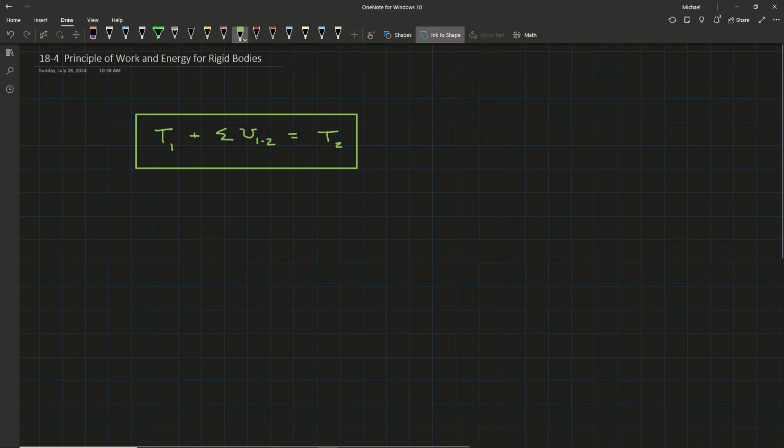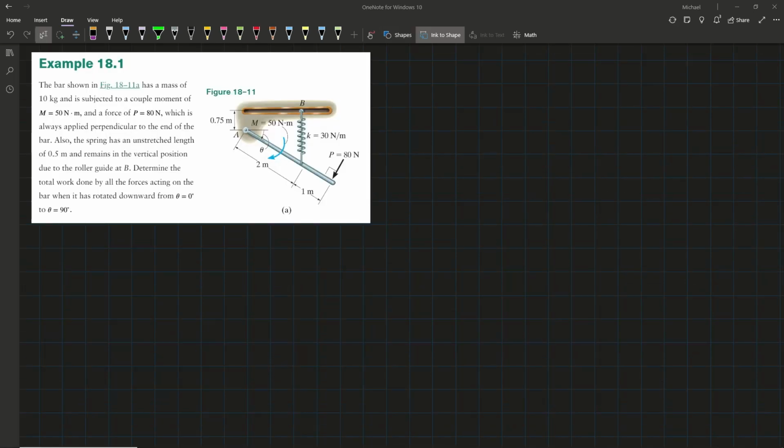So let's look at a quick example. Here in this example from our text we have a bar with a spring and a slot, and as we apply a moment, 50 Newton meters, and a force at the end of 80 newtons, this rotates to the right. Now let's look at this when theta equals 90 degrees, and let's determine the total work done at that time.